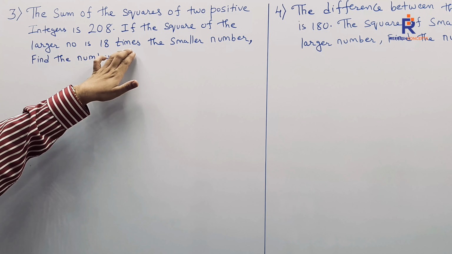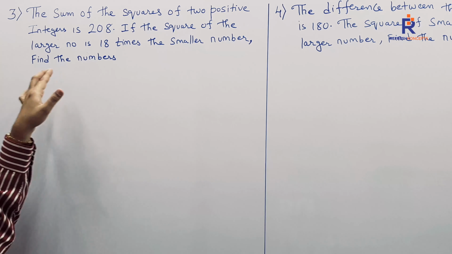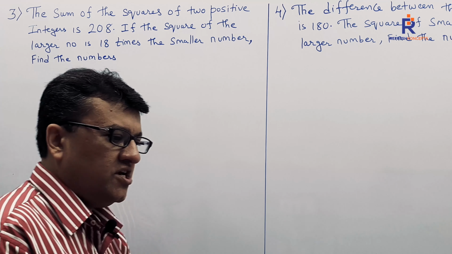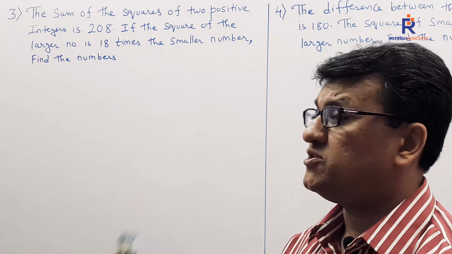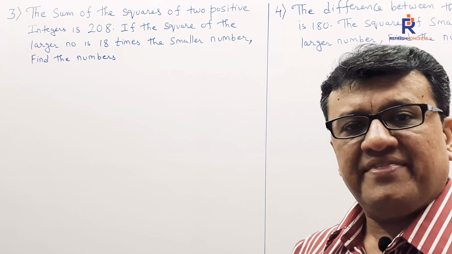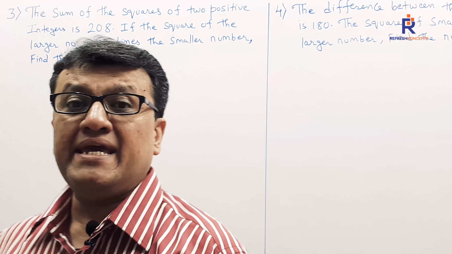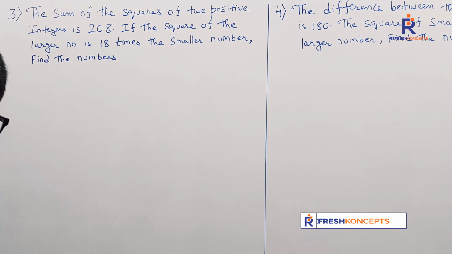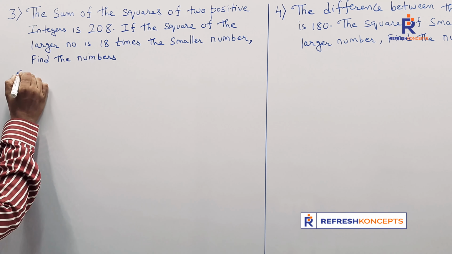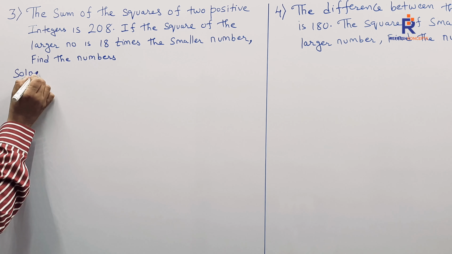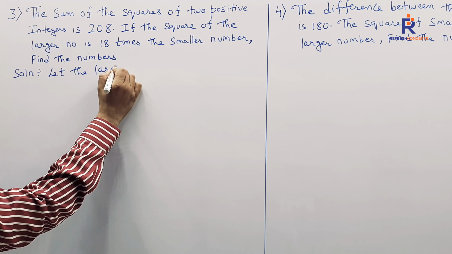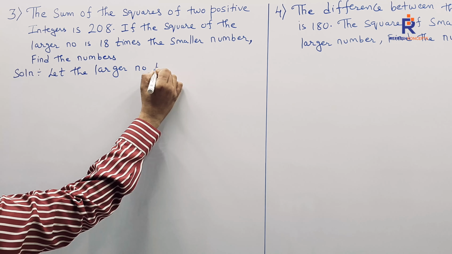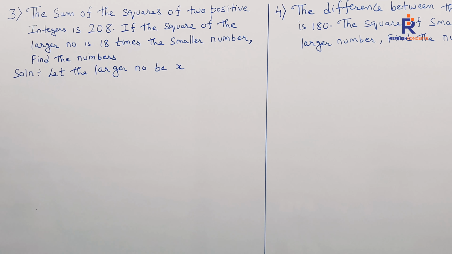The sum of the squares of two positive integers is 208. If the square of the larger number is 18 times the smaller number, find the numbers. When we read it for the first time, we realize there are two numbers. One has to be larger, the other smaller, and further conditions are given. So let's make use of two variables, as I stated, and solve this particular sum.